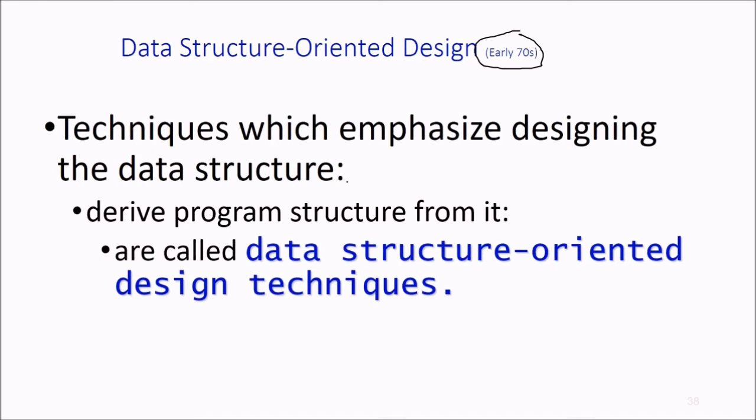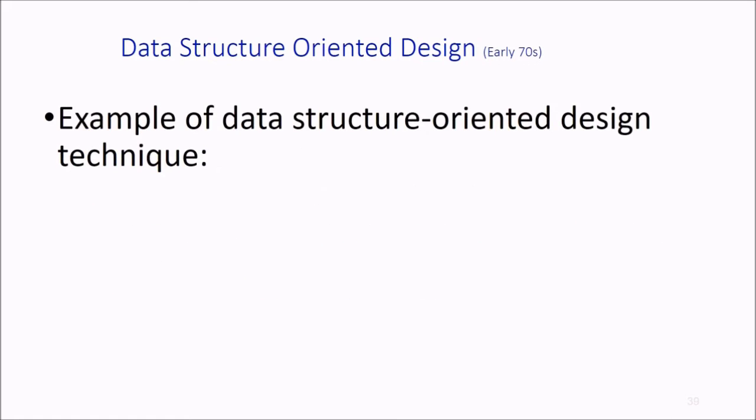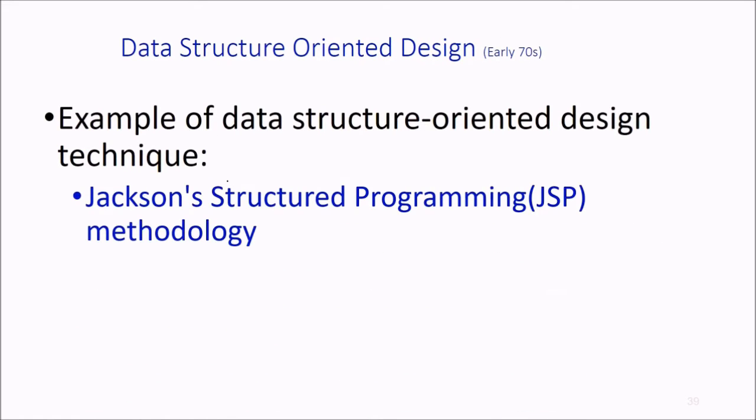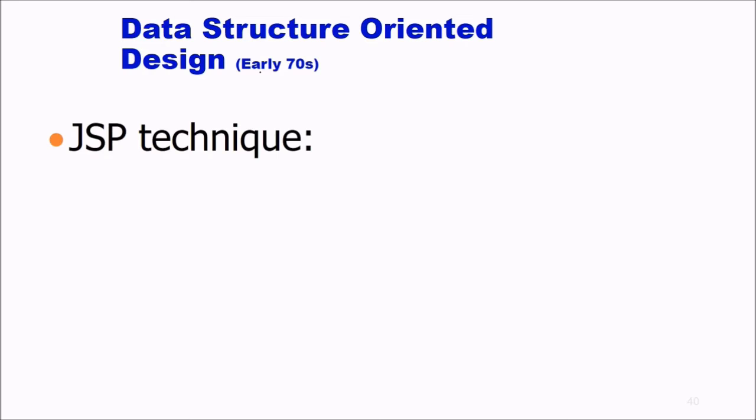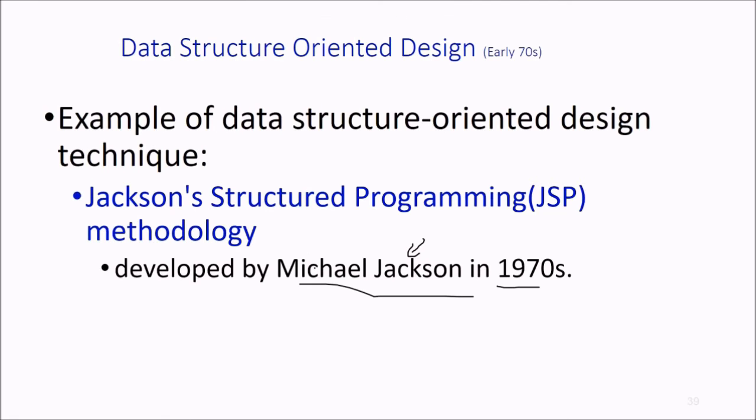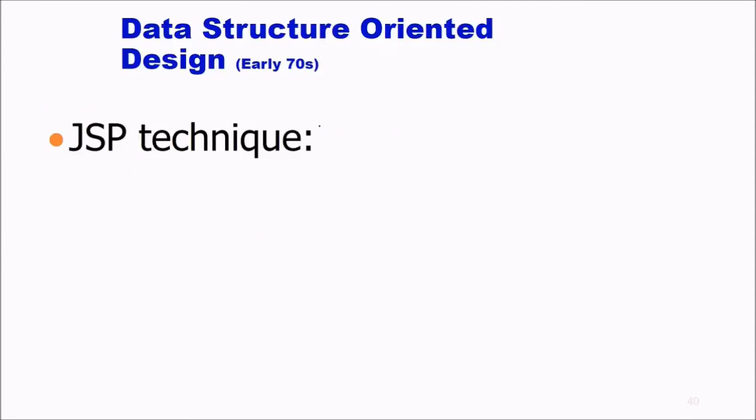And all this is happening in the early 70s. Techniques which emphasize designing the data structure and deriving program structure from it, we call them data structure oriented design techniques. Let us have an example: JSP, that is Jackson's structured programming methodology, came. It was developed by Michael Jackson in the 1970s, not the dancer. And data structure oriented design, which we call JSP, Jackson structured programming methodology.